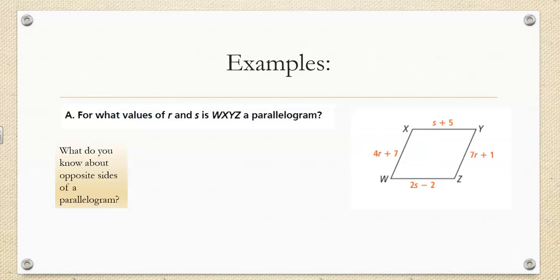And here's a quick little example. So what do we know about opposite sides of a parallelogram? Well, we were told that if these are congruent and this is congruent, then it is a parallelogram. So for what values of R and S is W, X, Y, Z a parallelogram? For that to be true, the opposite sides have to be congruent. And you would just simply set up your algebra statement, the math statement that says what the diagram says.